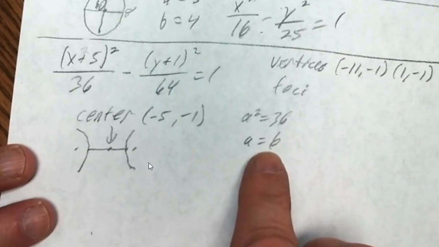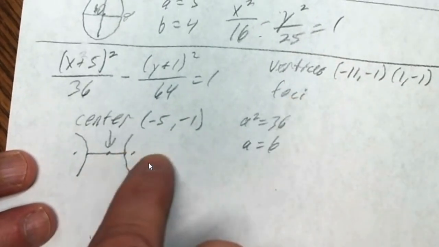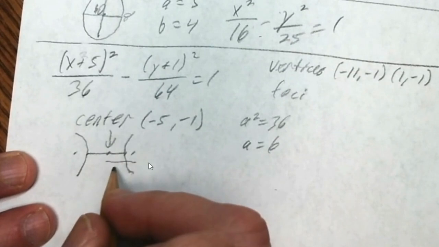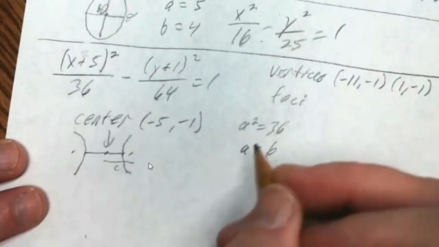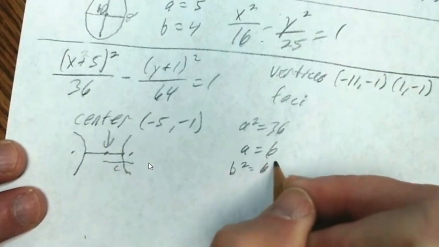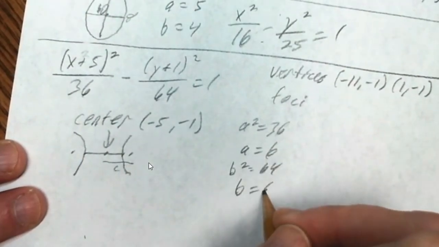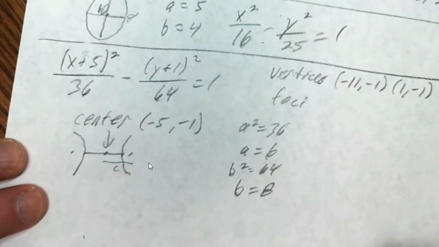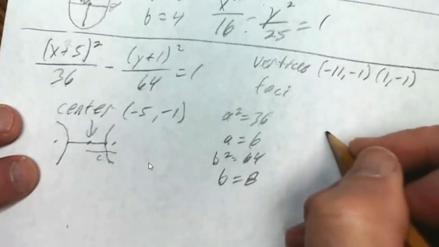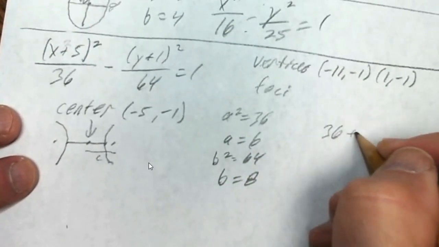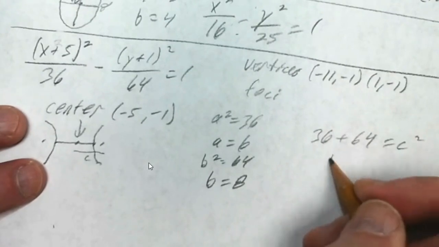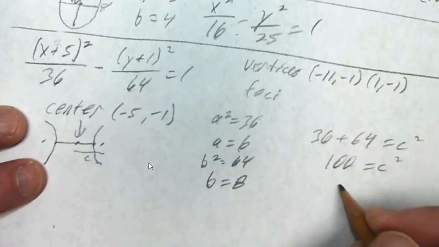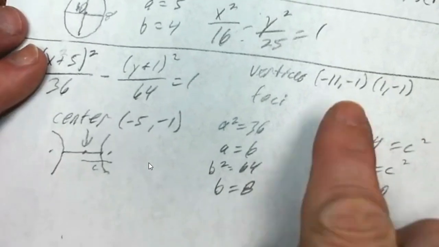So finding C, because the foci are C away. This is a distance of C from here to here. Pythagorean theorem, A squared plus B squared equals C squared. B squared equals 64, so B equals 8. So A squared plus B squared equals C squared. 36 plus 64 is 100. C equals 10. So we're a distance of 10 away.